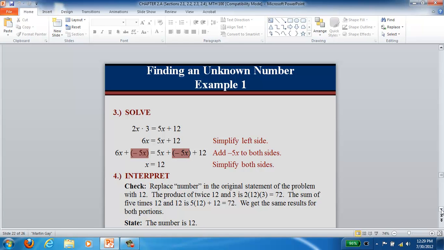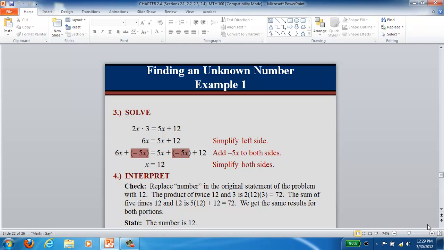Solving the equation, 2x times 3 is 6x equals 5x plus 12. Subtract 5x from both sides of the equation, which leaves you x equals 12.